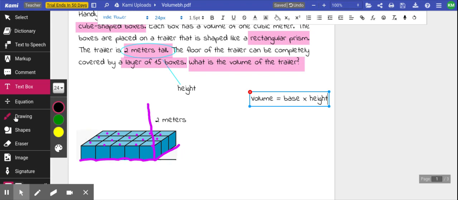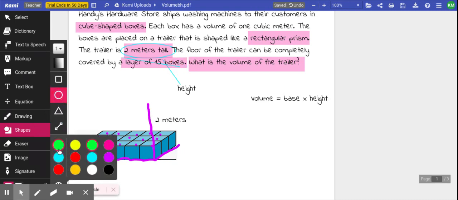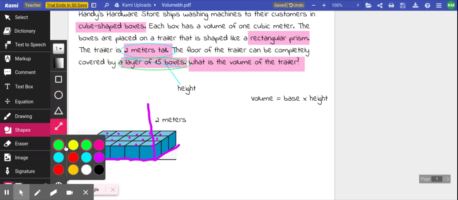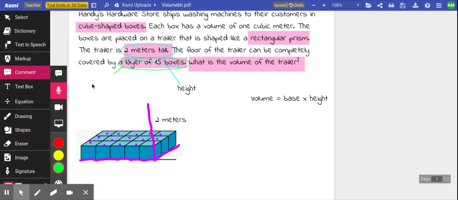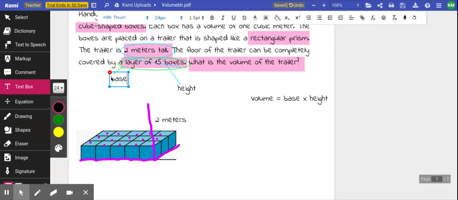So it tells us here that the base, the layer, is 15 boxes. So we're just going to circle that. I'll use a different color. And I'm going to label that so that you can see that this is the base of the box. So that's the base of the box. So now I can use my formula, base times height, to figure out the volume.